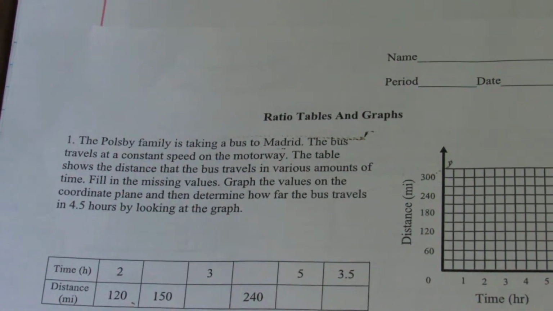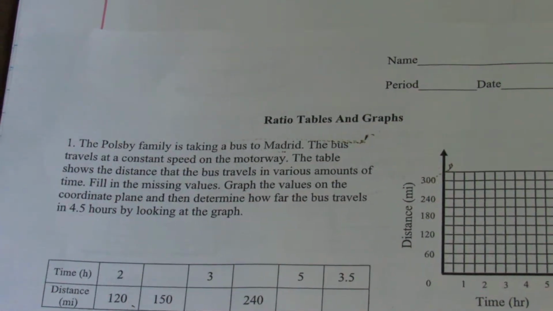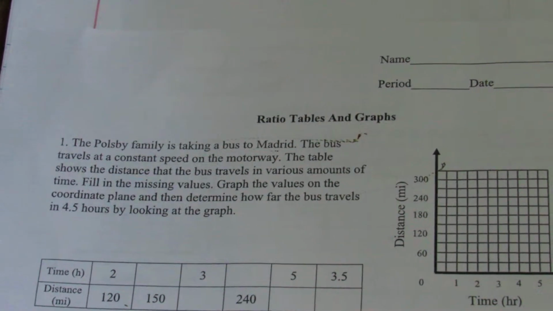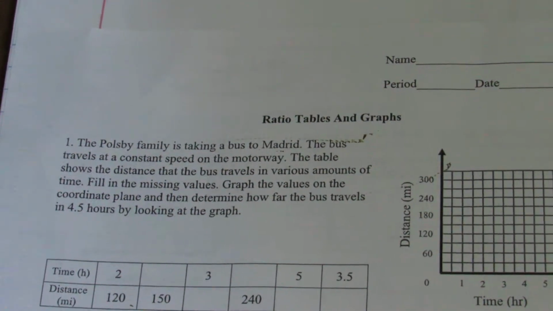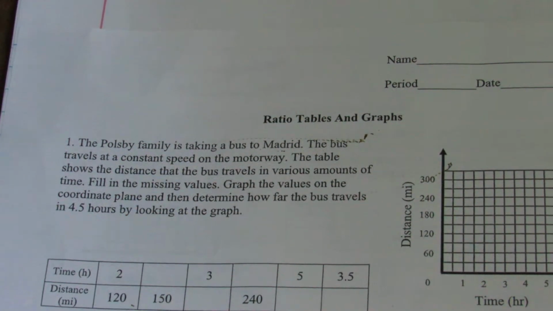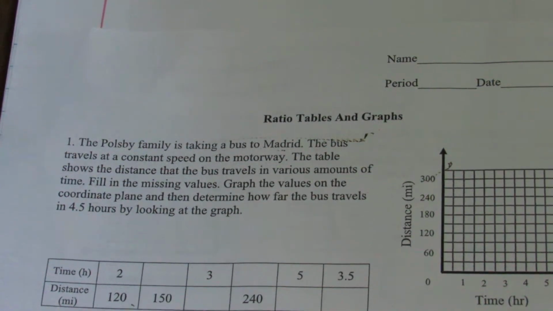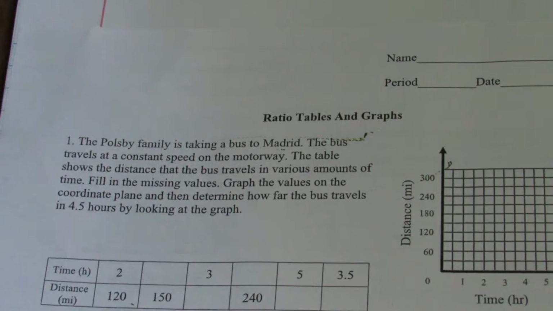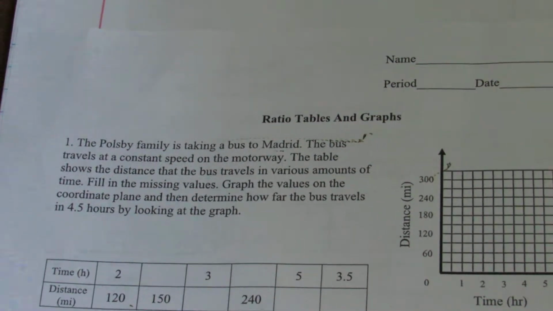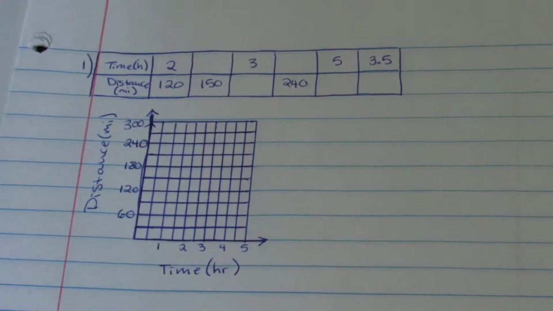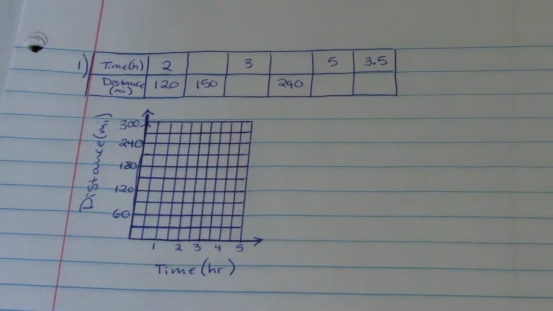So it says the Polsby family is taking a bus to Madrid. The bus travels at a constant speed on the motorway. The table shows the distance that the bus travels in various amounts of time. Fill in the missing values, graph the values on the coordinate plane, and then determine how far the bus travels in 4.5 hours by looking at the graph. Okay, so let us look. I'm gonna look at this paper and then we're gonna do all of our work here.